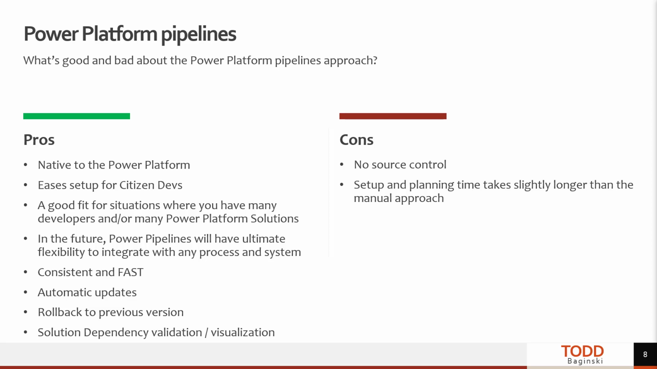And they have solution dependency validation and a visualization aspect to them, which is very handy as you deploy things from environment to environment. Now, these cons here that I have, keep in mind, they're temporary, and they're also things you can work around by building a hybrid solution for your ALM. So right now, they don't have any integration with source control. And the setup and planning time, it takes a little bit longer than the manual approach. Not a whole lot though. You can set them up in just an hour or two following some simple instructions. We don't even have to write any code. You just configure stuff inside your Power Platform environment and they're ready to go.